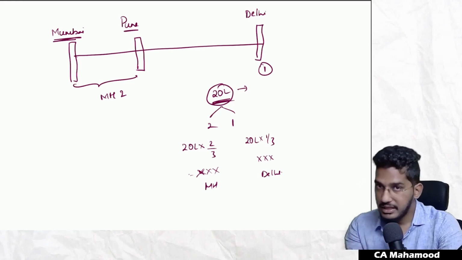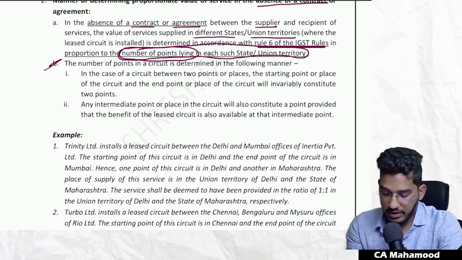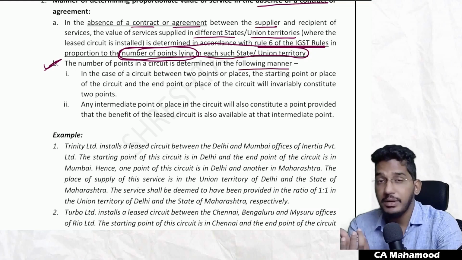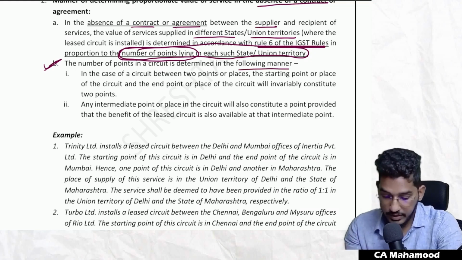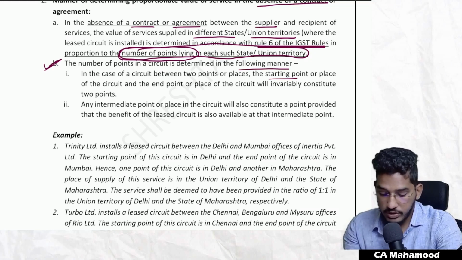Able to understand? Clear and comfortable, everybody? So there is one more thing they are trying to say here. Then we will try to solve some examples, by which you will get clarity. So one more point: the number of points in a circuit is determined in the following manner. Sir, how to determine the number of points in each state? In the case of a circuit between 2 points or places, the starting point or place of the circuit and the end point or place of the circuit will invariably constitute 2 points.